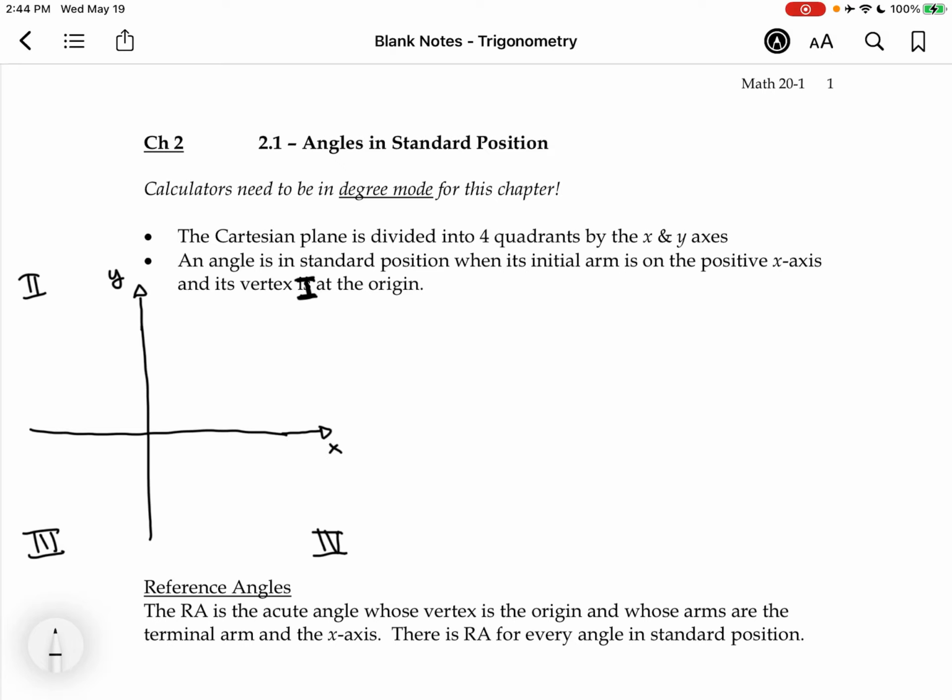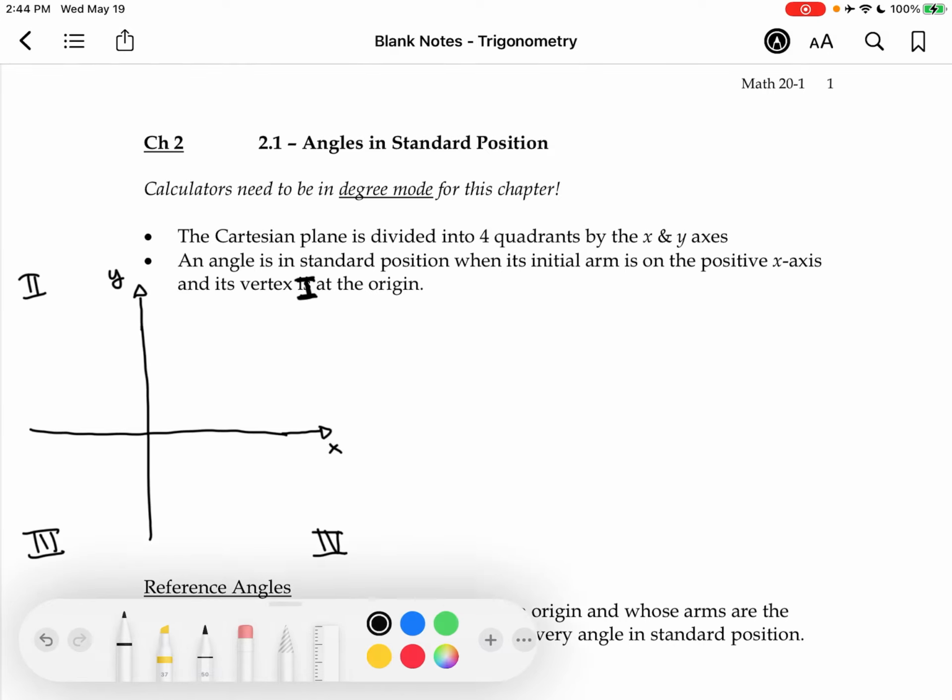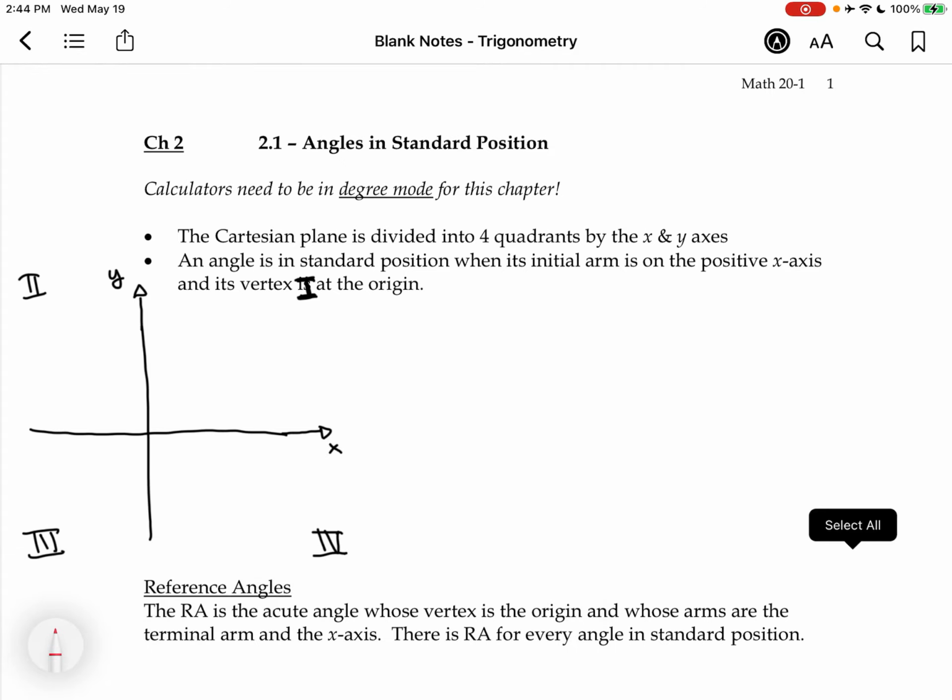Now, an angle is basically made up of 2 arms that connect at a vertex. One of those arms is called the initial arm, and the initial arm is always on the positive x-axis. The vertex is always at the origin, by the way. So the vertex of the angle on the Cartesian plane will always be right here. The initial arm will always be along here. And usually we just assume that the initial arm is the x-axis. We don't even draw it in.